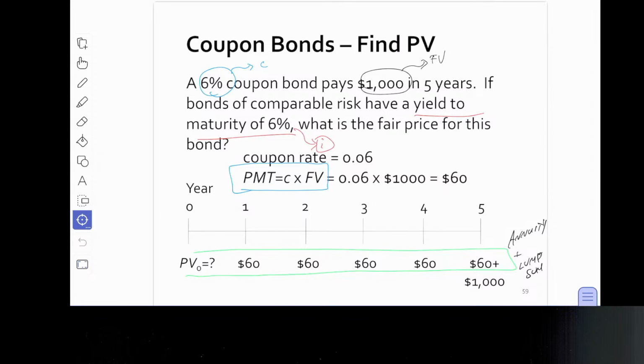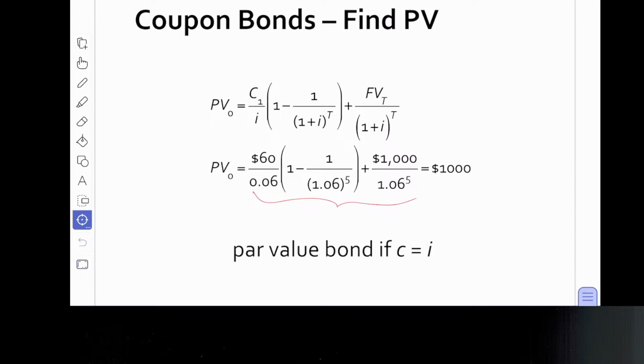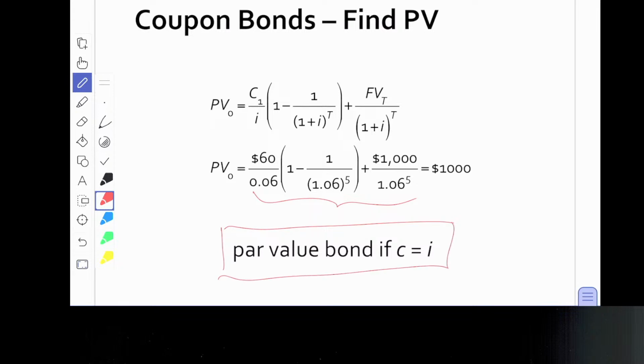They might have more than one. $60 every year. So we call this type of a bond a par value bond. So from here on out, when you hear about a par value bond, the price is just the face value of the bond. And it is where the coupon rate and the interest rate are the same. So you're getting your interest through coupons.